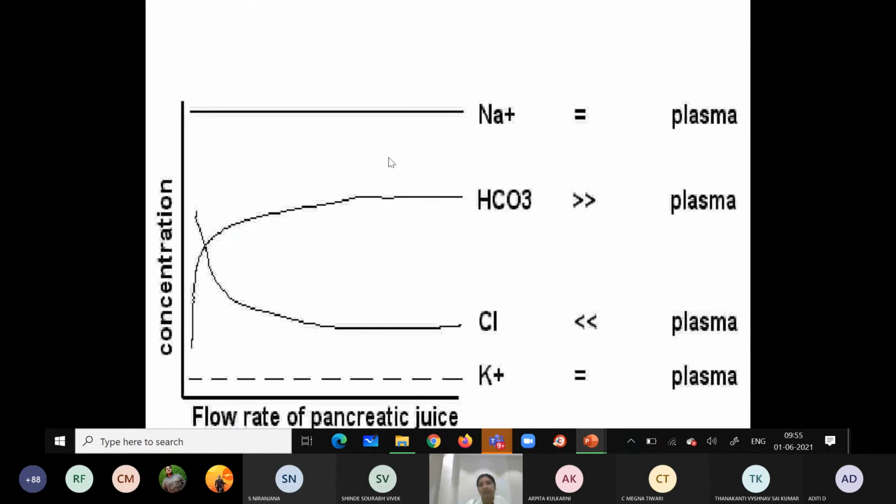Okay, now this again depicts the same picture, but if you remember, sodium and potassium remain constant, right? Here the cations remain constant irrespective of the flow rate of pancreatic juice. Whereas bicarbonate and chloride ion concentrations change as the flow rate of pancreatic juice increases, right? So bicarbonate becomes 10 to 15 times more than plasma, chloride becomes 10 to 20 times less than plasma. Now this is for distinction students.